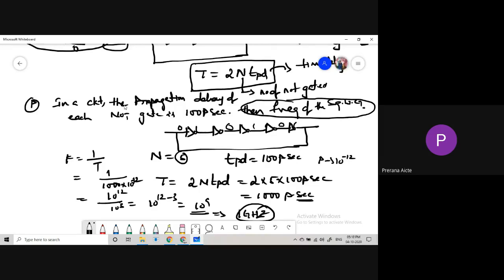10 power 6 is mega. 10 power minus 9 is nano. 10 power minus 3 is milli. 10 power minus 6 is micro. Okay?